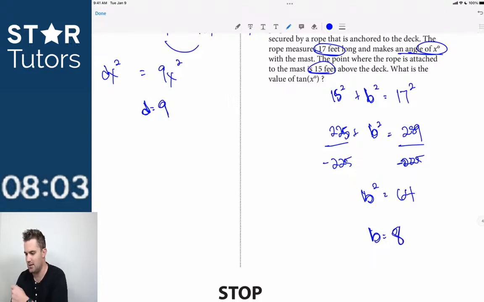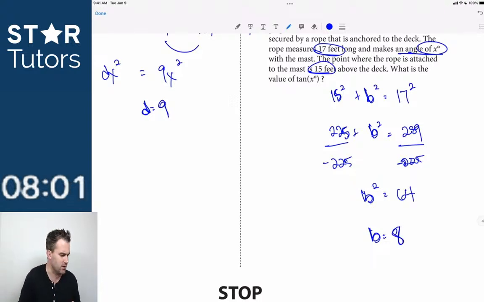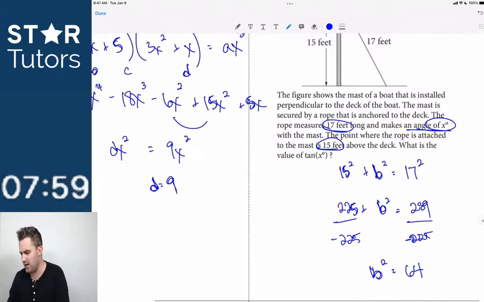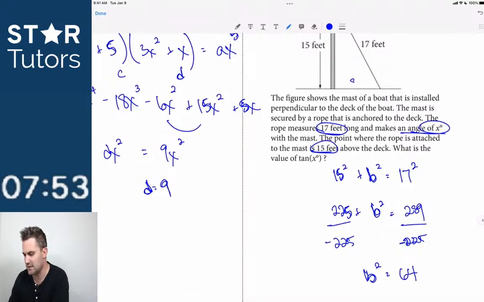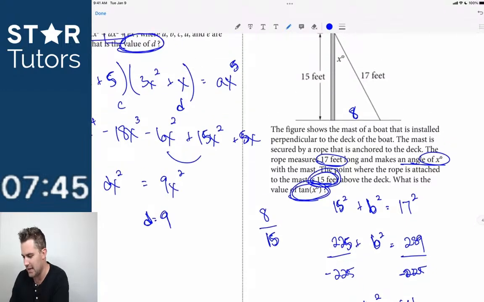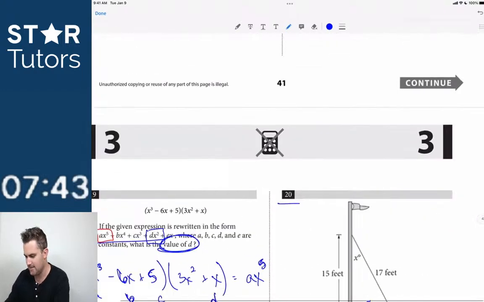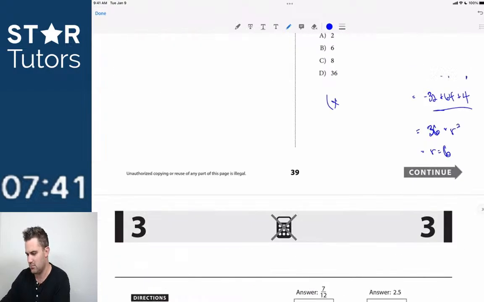Or tan x would be equal to 8 over 15. Does that make sense, guys? So if you know that this value now is 8, I think it's 8 over 15. Be careful, because I almost just left it with 8, but I'm looking for tan x. What is the value of tan x? So I think it's 8 over 15. And I think that's it for the free responses.